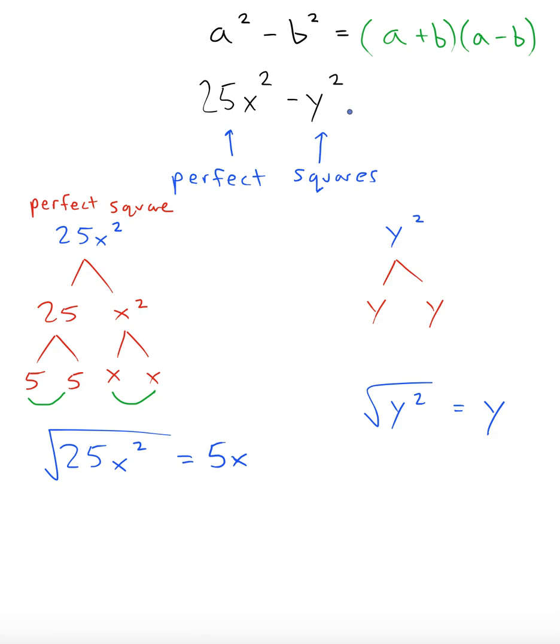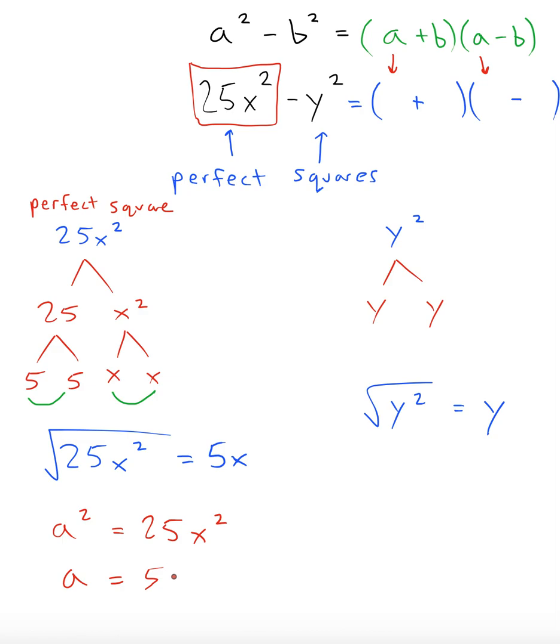All right, so that's what we want to do with our expression. We want to break it up into two binomials, something plus something, and then something minus something. But what goes there? We need to put a into that first spot. So what is a here? Well, notice that 25x squared is in the place of a squared. So if a squared is represented by 25x squared, then that would mean that a would be 5x. And that's what goes here, because 5x times itself will make 25x squared, and that'll be the first term.